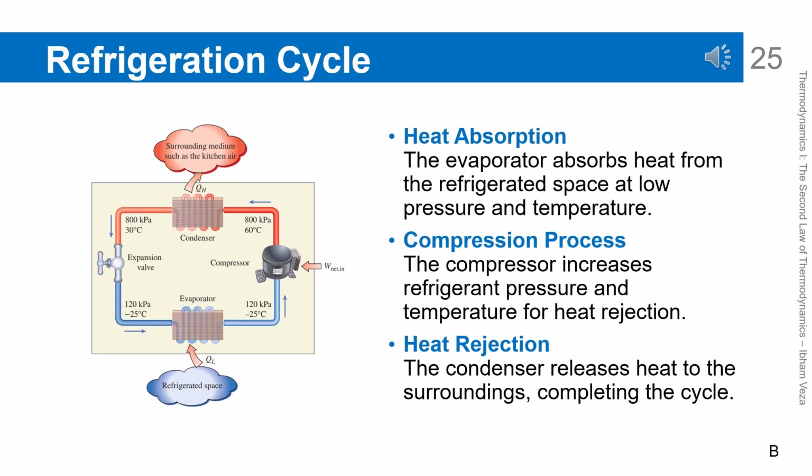A refrigeration cycle works by absorbing heat from a cold space. This process requires external work supplied through a compressor. The absorbed heat is then rejected to a warmer environment. In this way, the temperature of the cold space can be maintained.